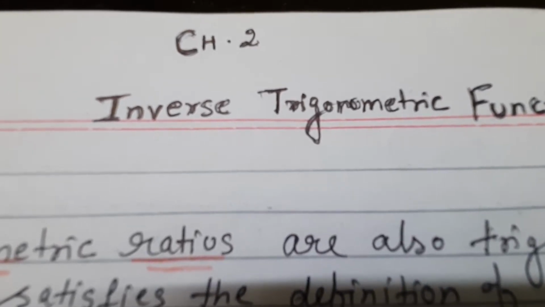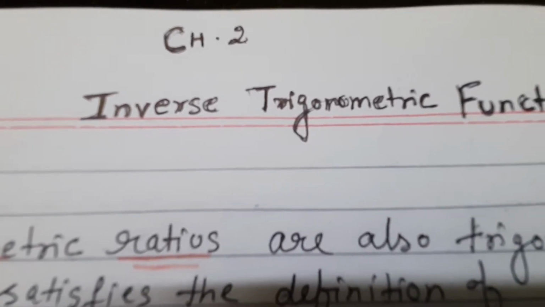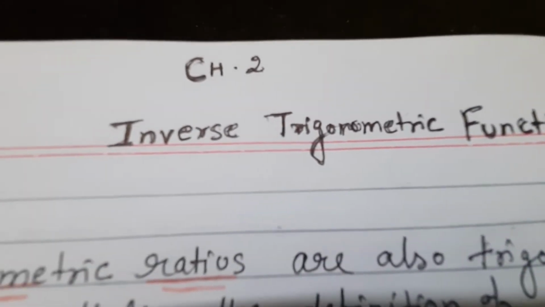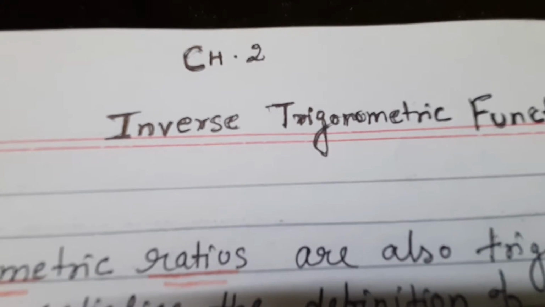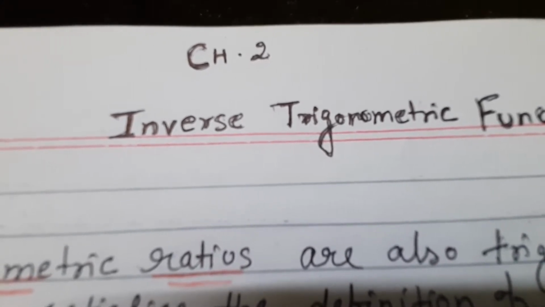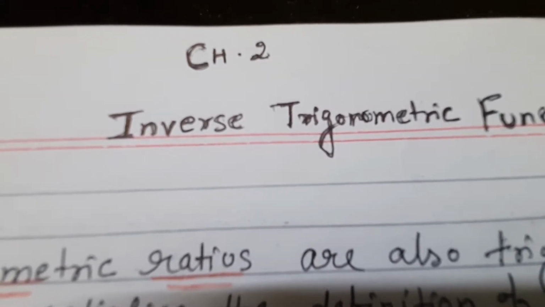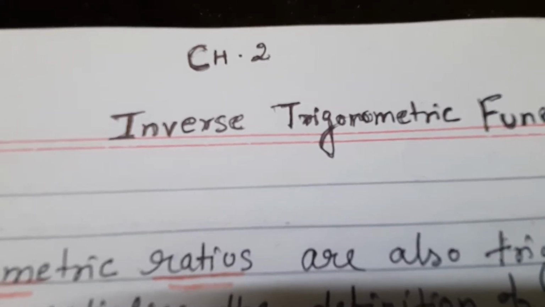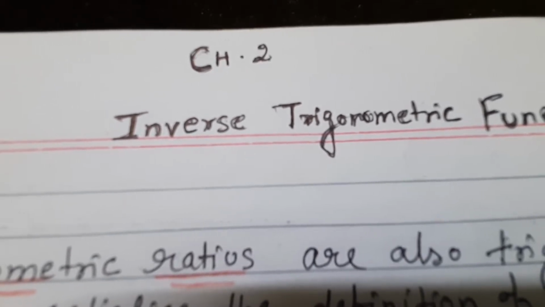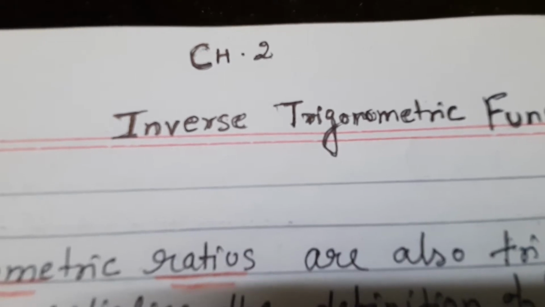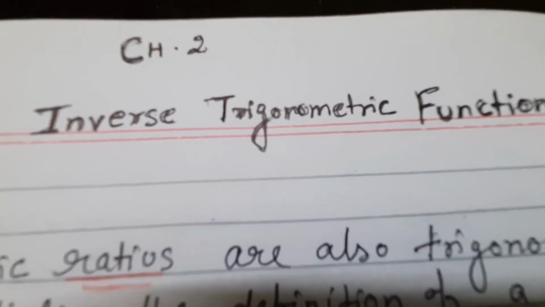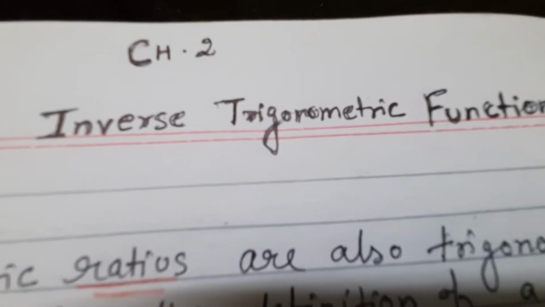Hello students, this is chapter 2, inverse trigonometric functions, class 12. In our last class we had completed the chapter relations and functions, and I told you about different types of functions, and we also discussed the inverse of a function. When will the inverse of a function exist? When the function is bijective, that is, it is 1-1 and onto. So today we will discuss inverse trigonometric functions.